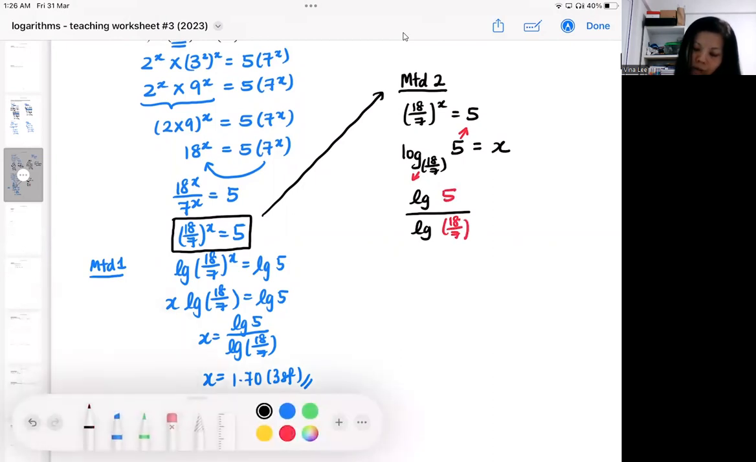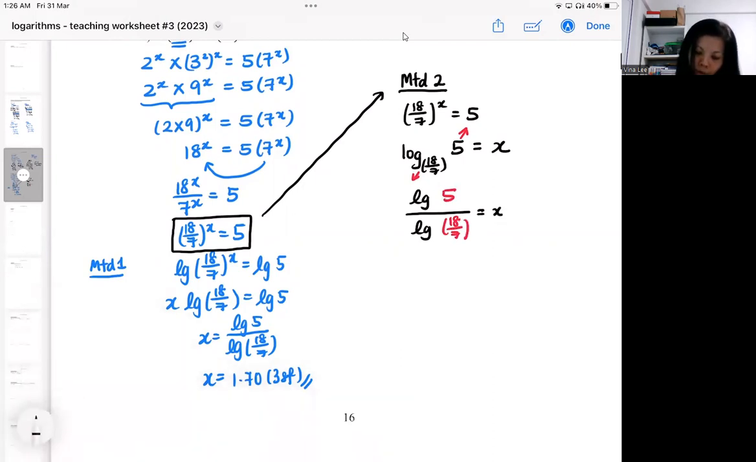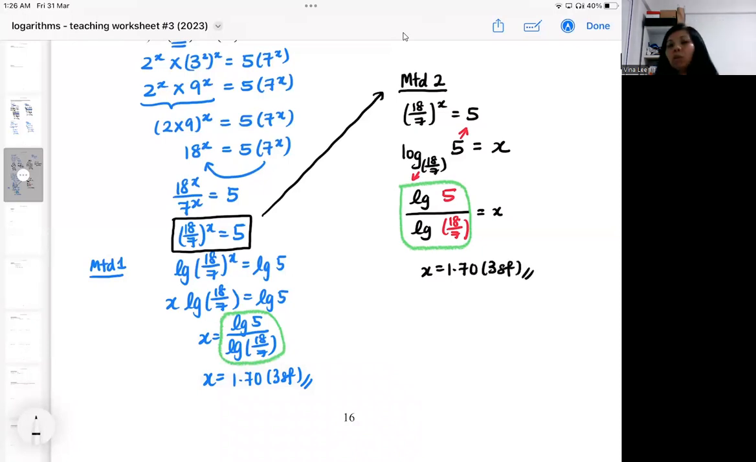But you still get to the same thing. So if you check carefully, this part is exactly the same as this part. That means you will still get the same answer if you punch the calculator. So which one are you more at ease with?